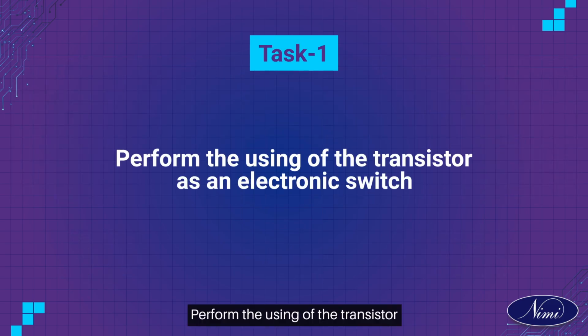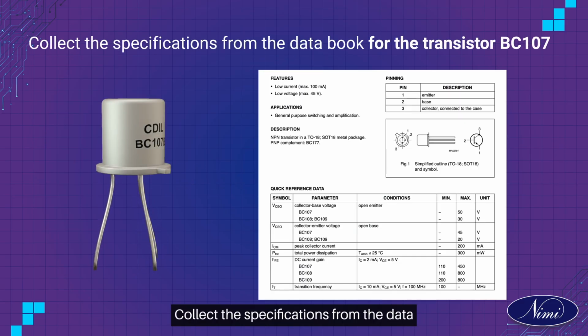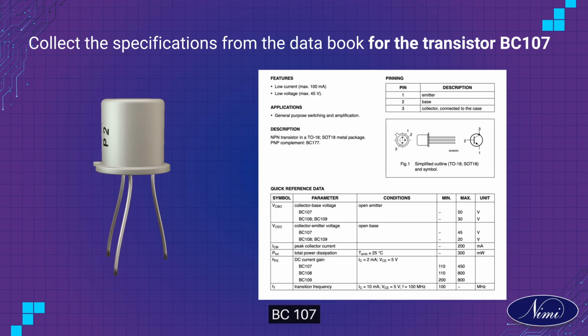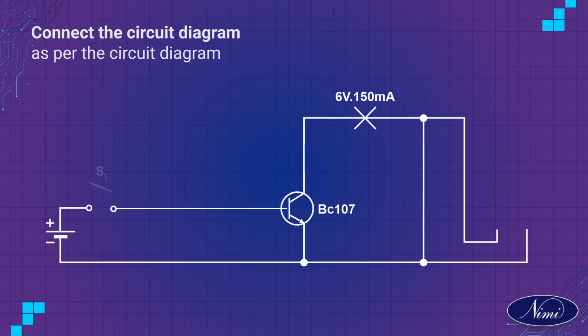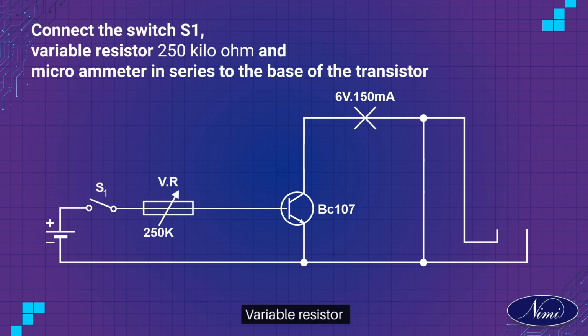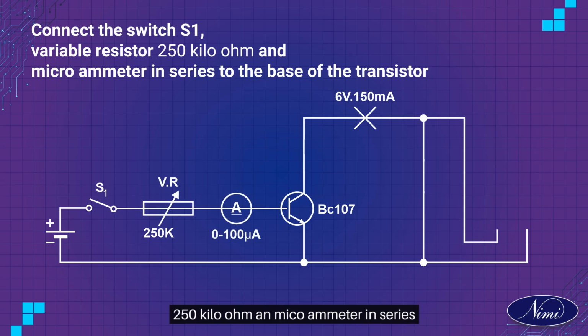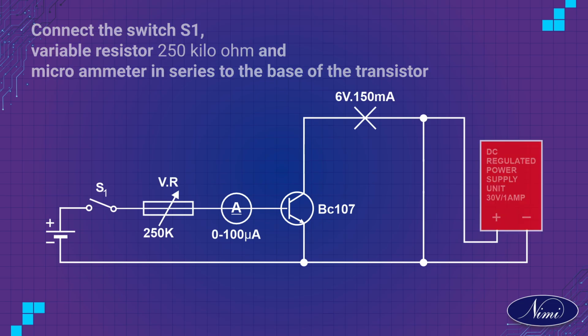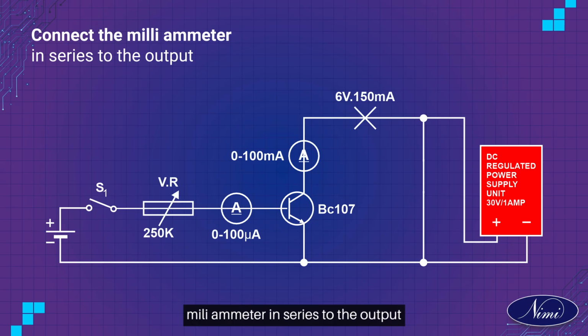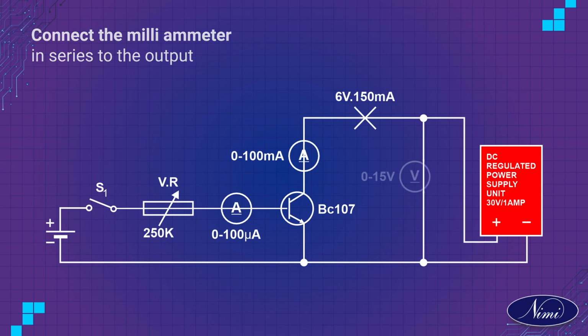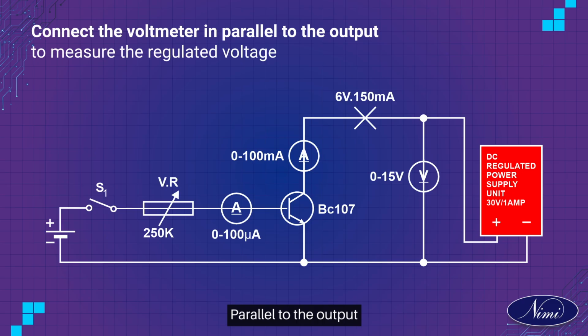Task 1. Perform the use of the transistor as an electronic switch. Collect the specifications from the data book for the transistor BC107. Connect the circuit as per the circuit diagram. Connect the switch S1, variable resistor 250 kilo ohm and microammeter in series to the base of the transistor. Connect the unregulated DC input to the circuit. Connect the milliammeter in series to the output. Connect the voltmeter in parallel to the output to measure the regulated voltage.